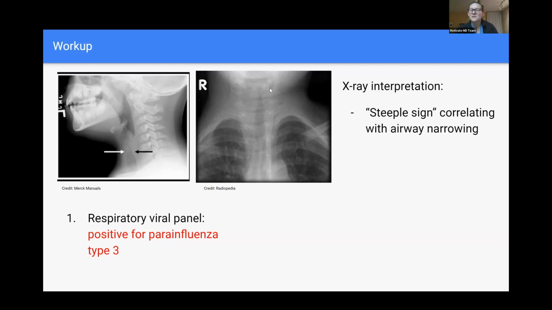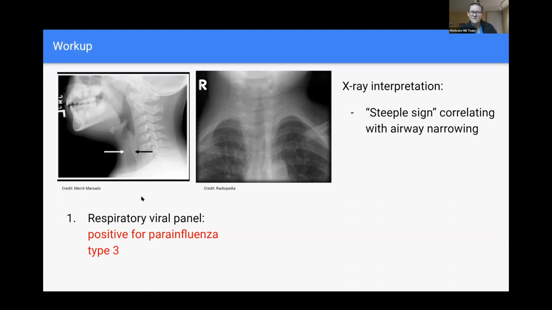And it looks really scary, like, oh my gosh, their airway is completely closed off. But you just have to remember that it's enclosed by a lot of other soft tissue. And so it's not like a complete obstruction, but it is something that is very highly associated with croup specifically.